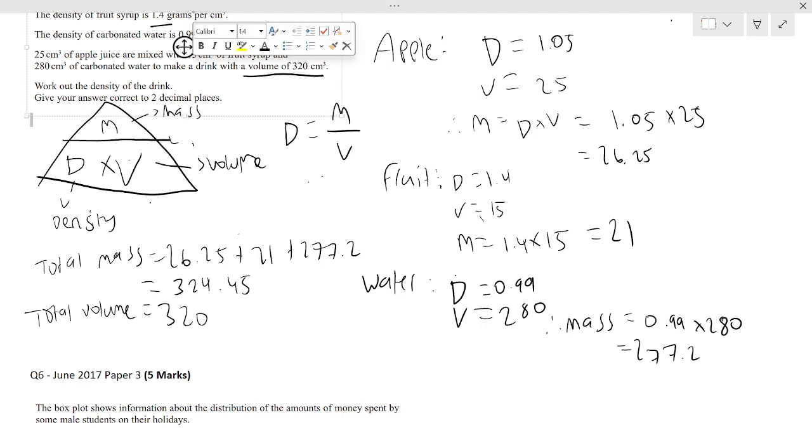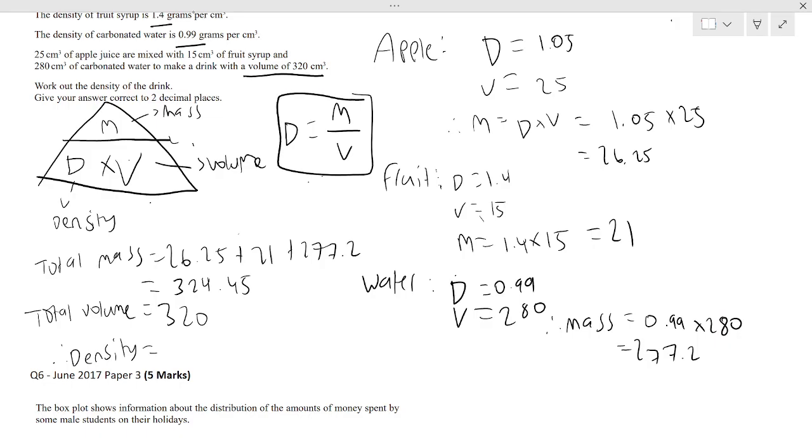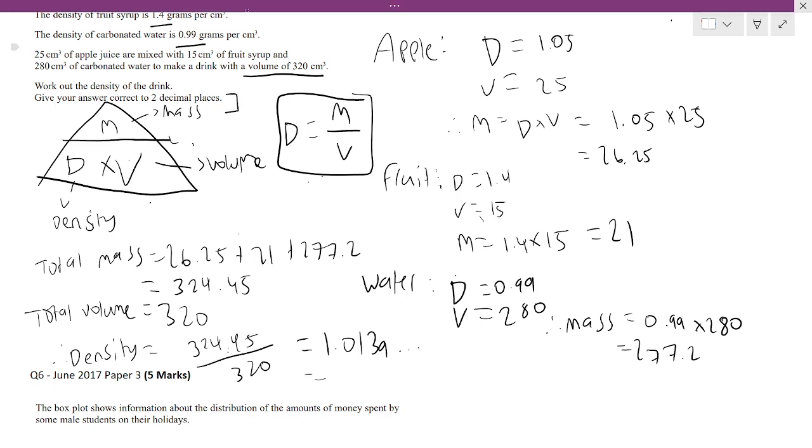So now you have the total mass and the volume, you can get the overall density, right? So that's going to be the mass over the volume, remember here, which is going to be 324.45 divided by your volume of 320. So you put that into the calculator, you get 1.0139, and so on. And it says to 2 decimal places here. So it's going to be 1.01, and that'd be grams per centimeters cubed, right? Your mass over your volume, to 2 dp.